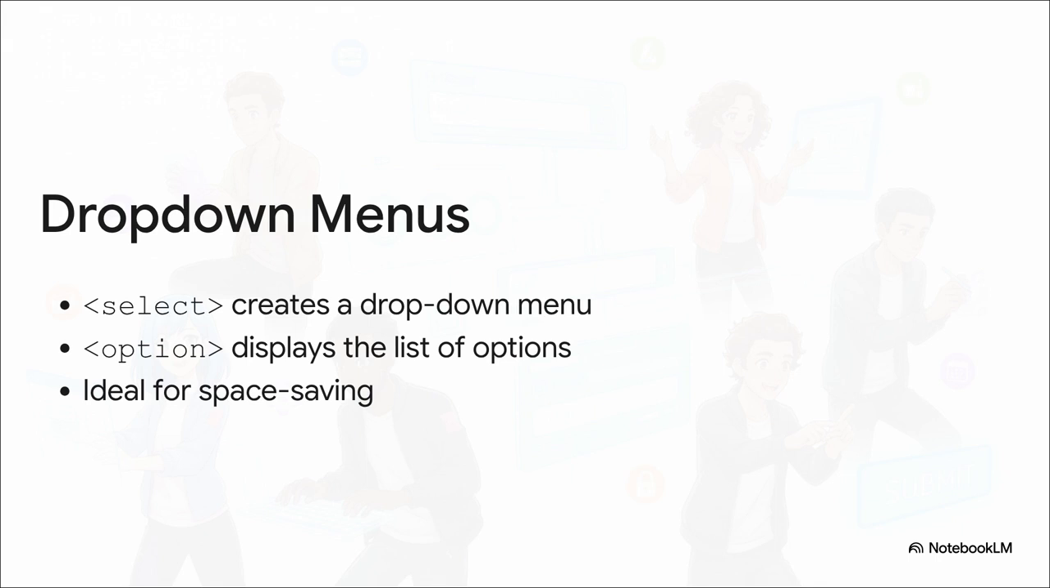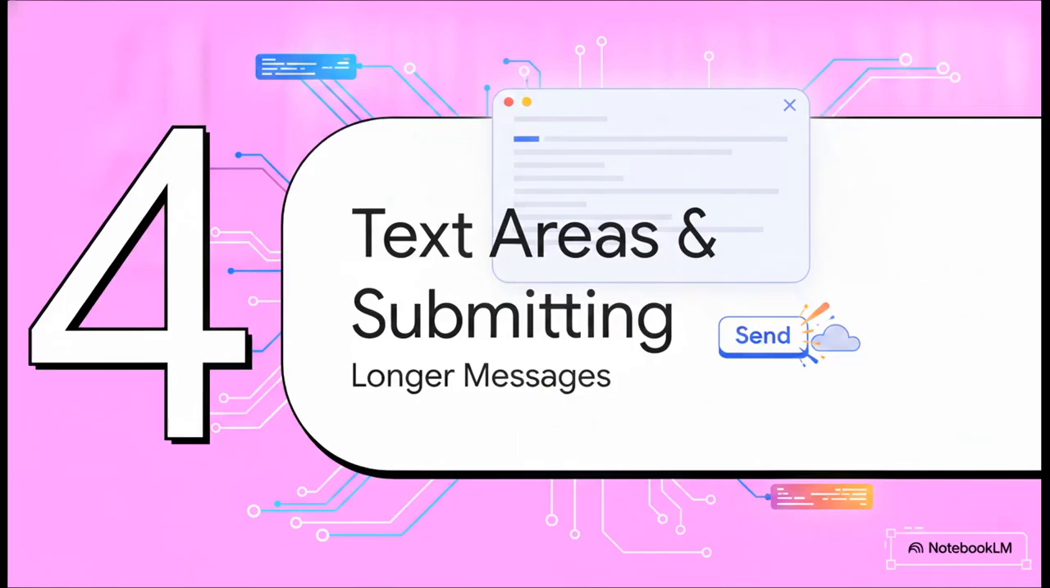50 radio buttons taking up the whole screen would be a total design nightmare. That is where the drop-down menu swoops in to save the day. You use a select tag to create the menu, and then you nest individual option tags inside of it for each choice. As you can see in the output, it creates a super clean, clickable drop-down that saves a ton of space.